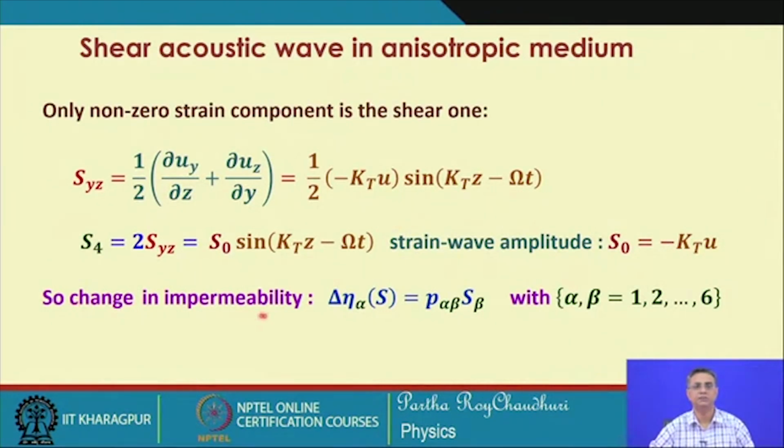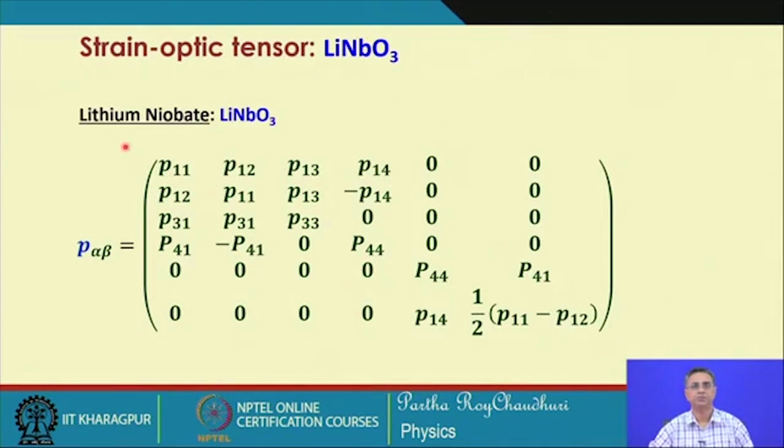So, therefore, the change in the impermeability, in the compact notation, we can write delta eta alpha as a function of the strain, in terms of the photoelastic coefficients and the strain matrix. Therefore, we can obtain the change in the impermeability from the photoelastic tensor, which for the lithium niobate crystal, the one which we are considering, is given by this tensor. We have seen this previously also, and this time we will be using this column only.